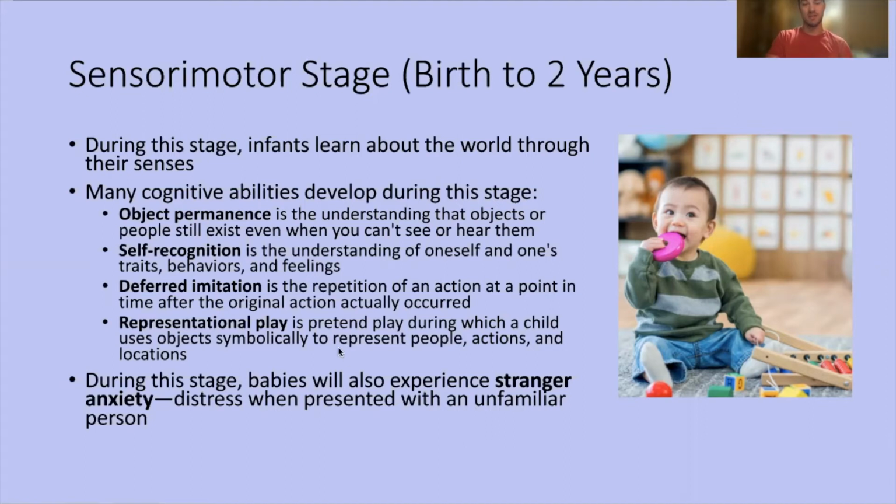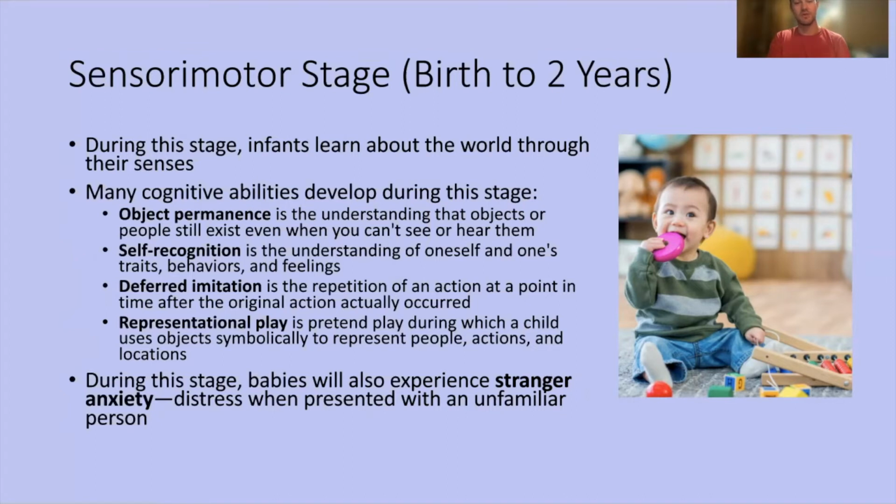Object permanence is the understanding that objects or people still exist even when you can't see or hear them. For example, a child that hasn't developed object permanence yet will think that a block disappeared if you hide it behind a wall. That's why they are so amused when you play peekaboo with them, because they don't understand that you're still there even when they can't see your face. Object permanence actually does develop between birth and 2 years, and that's one of the bigger indicators that the child is progressing properly through the sensory motor stage.